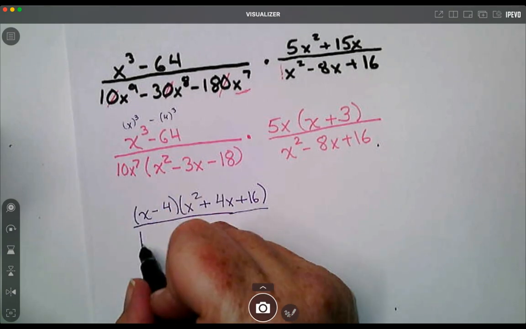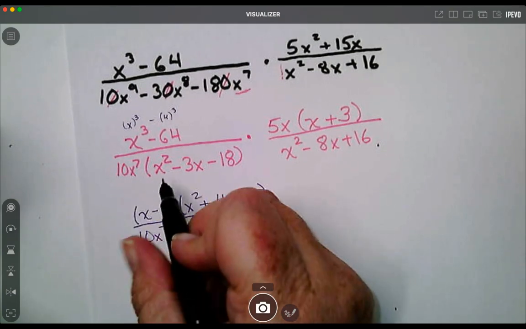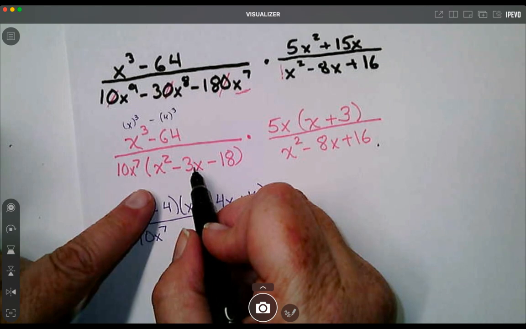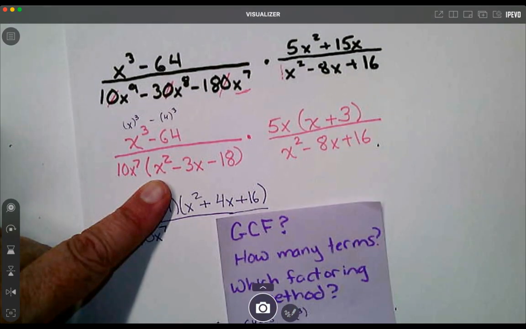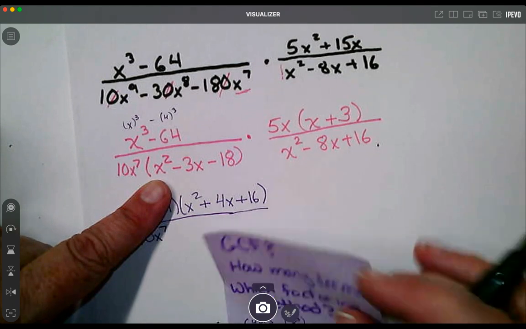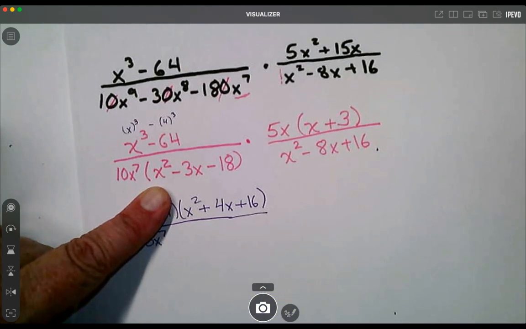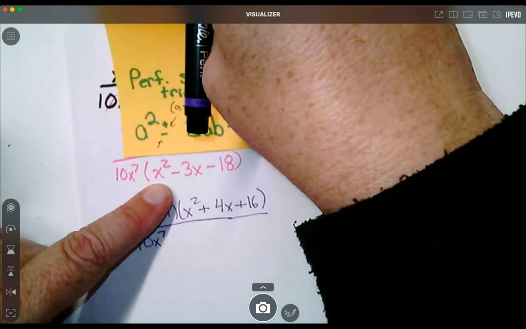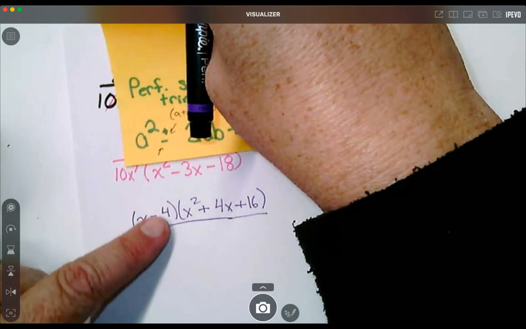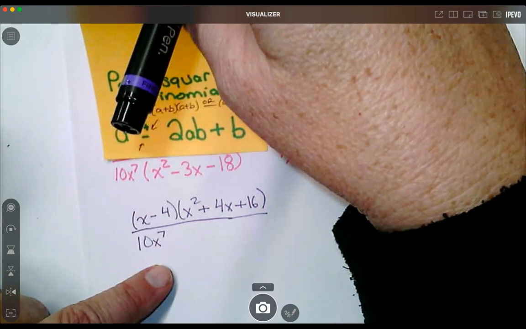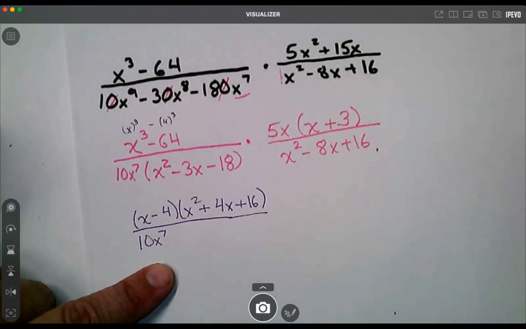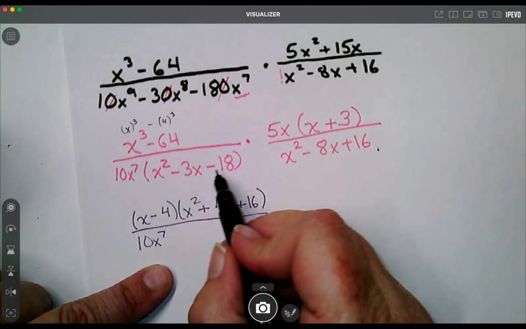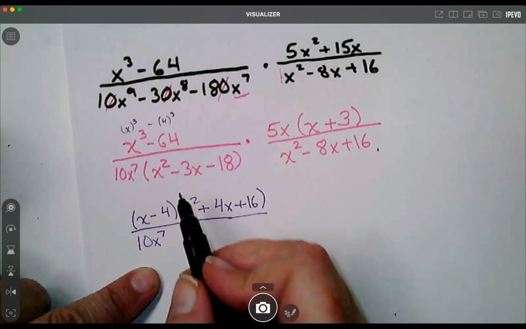Okay, this 10x to the 7 is a monomial. It's going to stay. 3 terms. And if it has 3 terms, it's going to be a perfect square trinomial, big X or special big X. Is it a perfect square trinomial? Nah, because 18 is not a perfect square. So then we ask, could it be big X or special big X? Regular big X is fine, right?